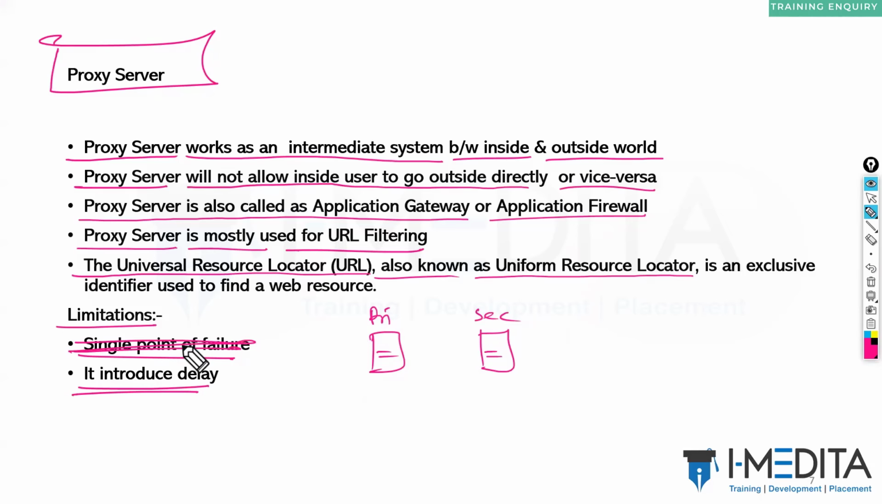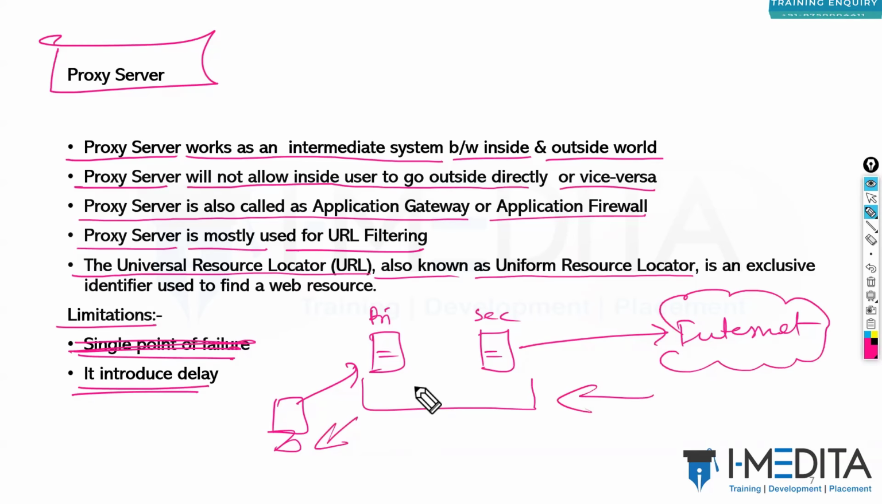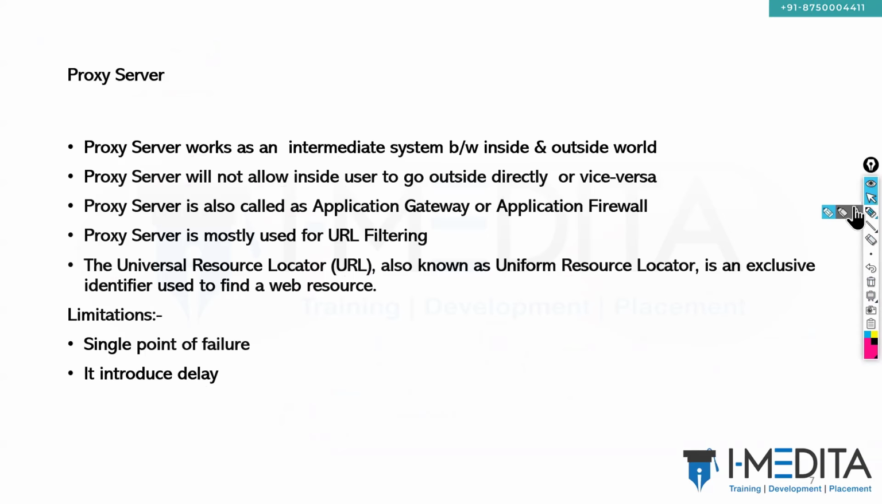We can't remove delay because client will send request to proxy. Proxy, either primary or secondary, will send request to internet. Internet will give reply to proxy, then proxy will give reply to client. Definitely there will be delay in milliseconds. We can't do anything related to delay, but yes, single point of failure can be solved. So this is something about what is proxy server, how we can deploy it, and advantages or limitations are in front of you.